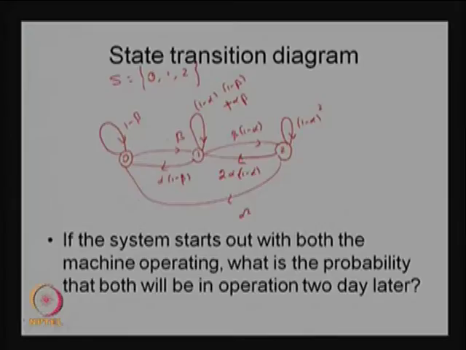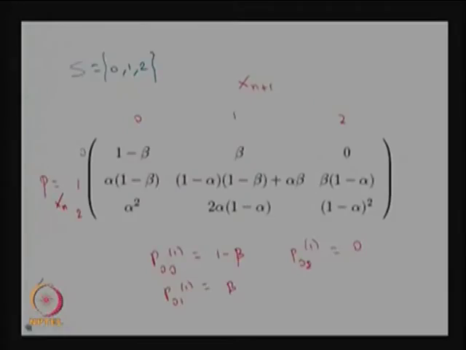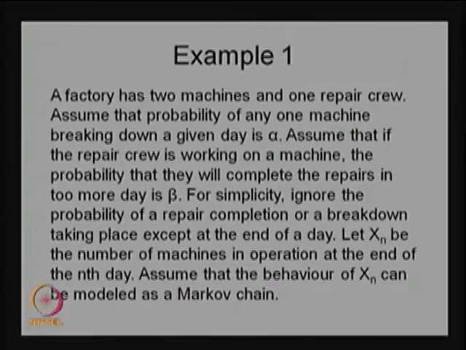Now, the question is, if the system starts out with both the machines operating, what is the probability that both will be in operation 2 days later? So, if you recall, what is the random variable? Xn is the number of machines in operation at the end of the nth day. So, the random variable is how many machines are in operation at the end of the nth day.